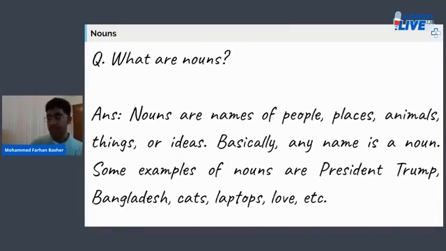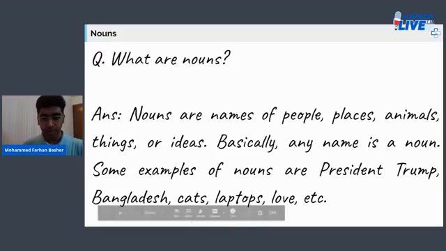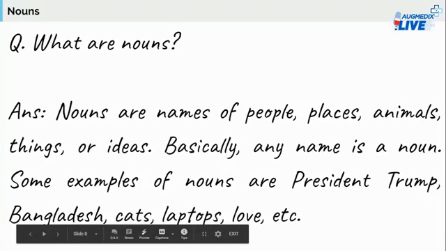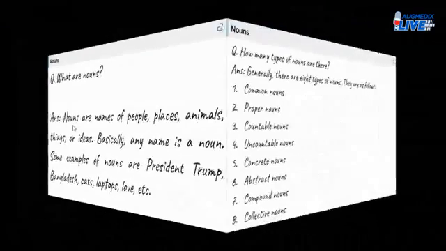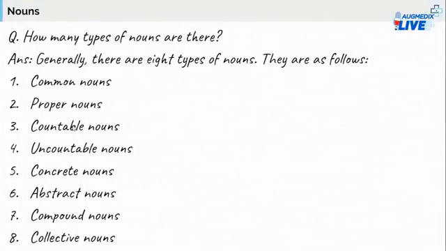Nouns are basically names of people, places, animals, things, or ideas, and any name is basically a noun. Some examples are, as shown, President Trump, Bangladesh, cats, laptops, love, etc. These are all nouns, right? Now, how many types of nouns are there? There are generally 8 types of nouns.